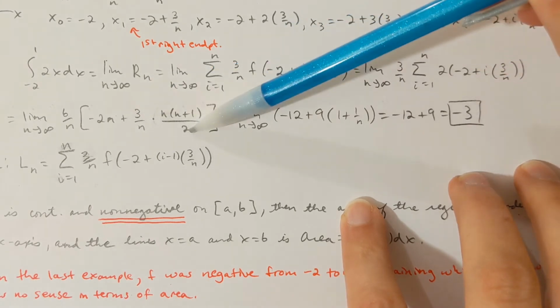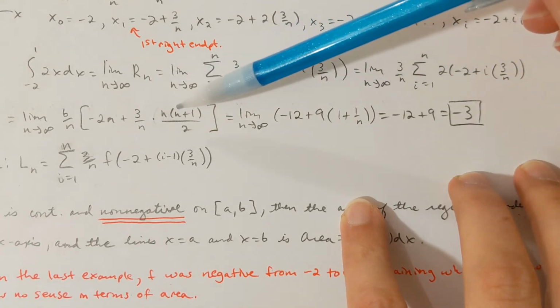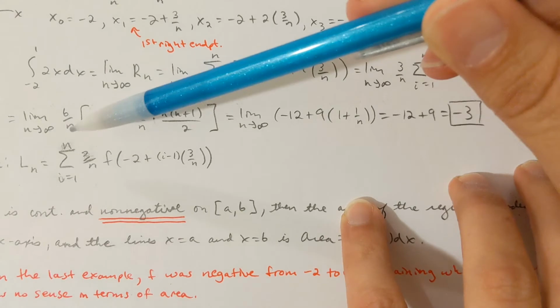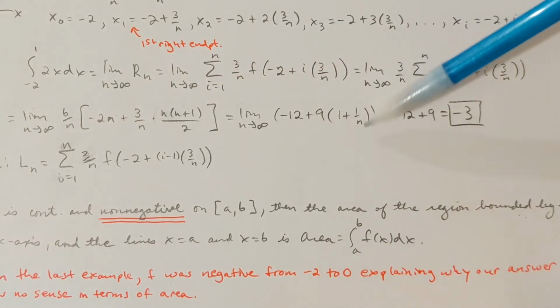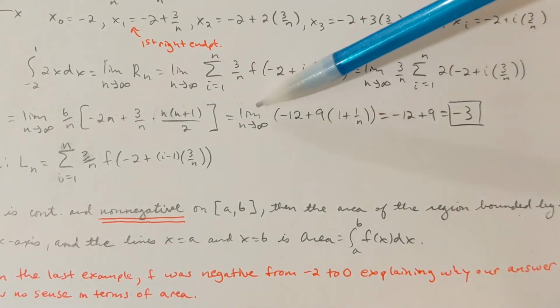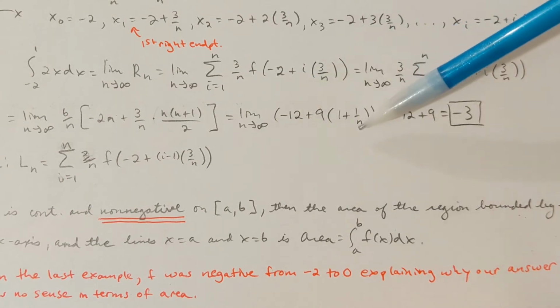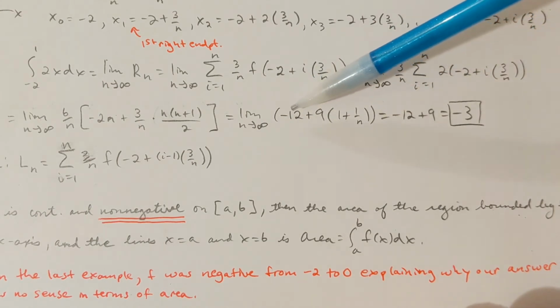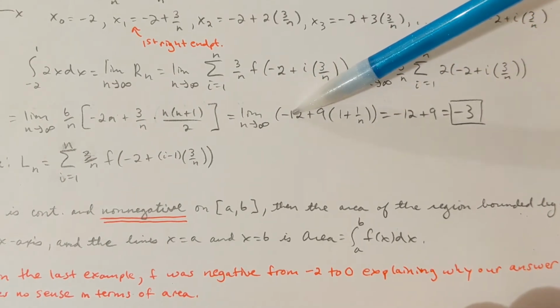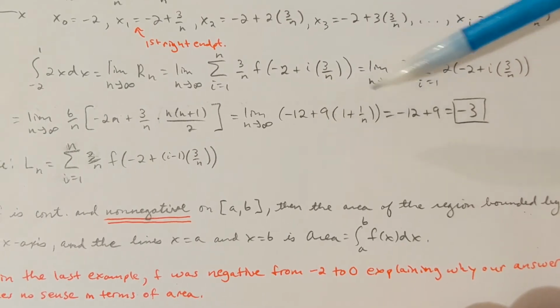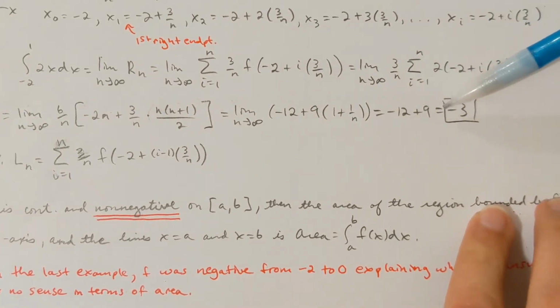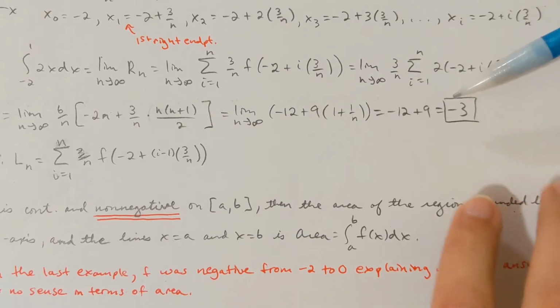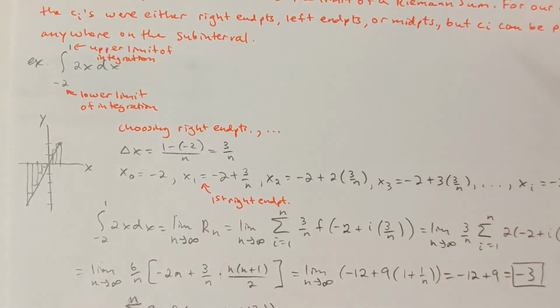Let's see, 18 divided by 2 is 9. And then you're going to have n plus 1 over n. That's the same as 1 plus 1 over n. The limit as n approaches infinity of 1 over n is 0. The limit of a constant is always the constant. Negative 12 plus 9 times 1 is negative 12 plus 9, which is negative 3. Okay, negative 3 would be the value of this definite integral then.